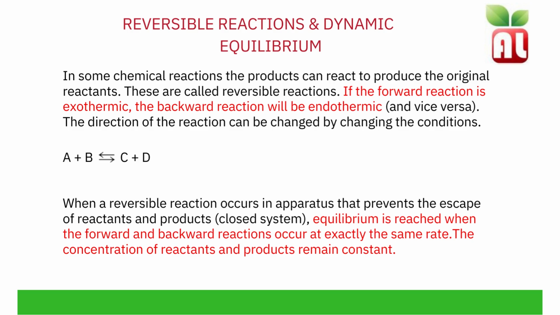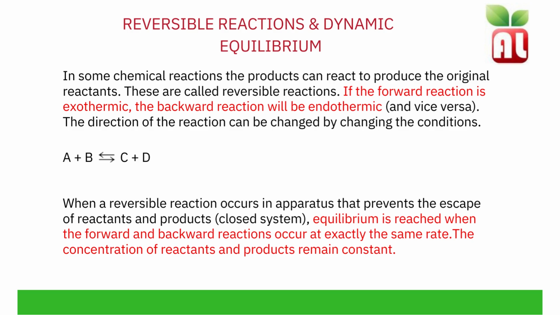These are called reversible reactions and are displayed with a double-headed arrow in the overall balanced equation. If the forward reaction is exothermic, the backward and opposite reaction will be endothermic, and vice versa. The direction of a reaction can be changed by changing the conditions. For example, increasing or decreasing the temperature may favour either the forward or backward reaction.